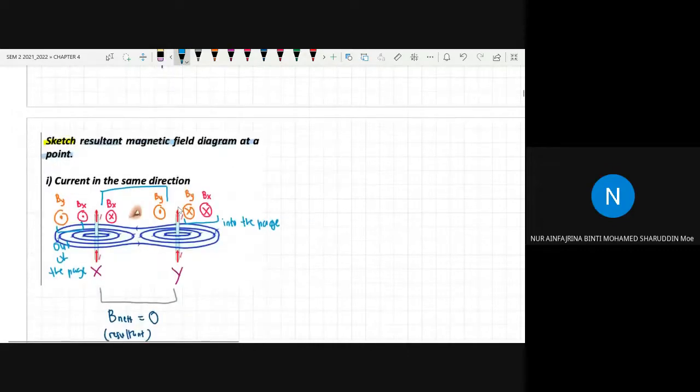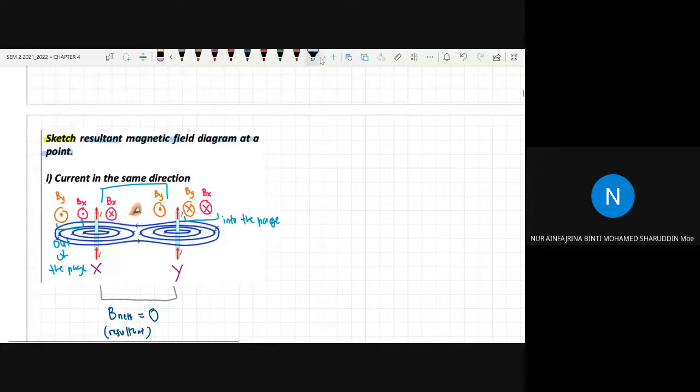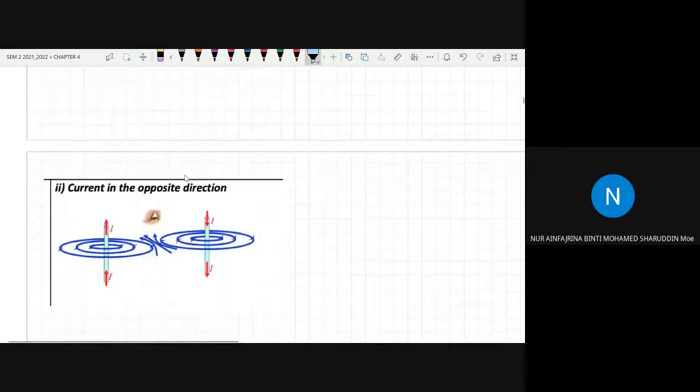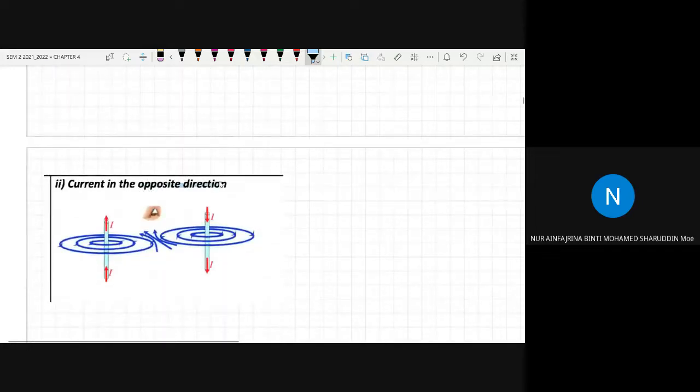Okay, so this is current untuk same direction. Sekarang kita akan tengok untuk opposite direction. Okay, now please draw your magnetic field. Okay, we look, kita ada dua current juga, dua wire, wire X dan wire Y.